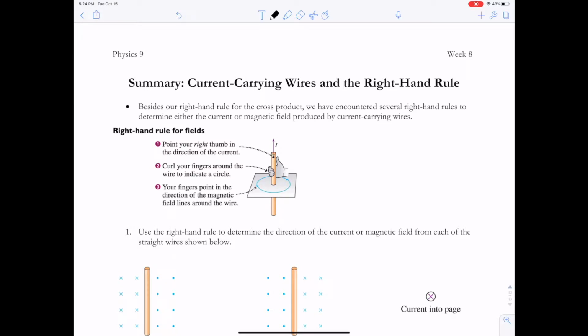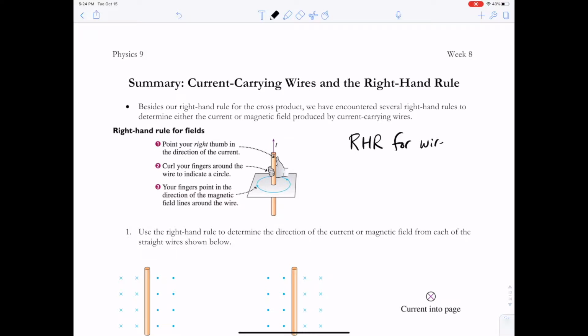At this point, we've seen three right-hand rules: one for cross products, one for wires carrying a current, and the last one for loops carrying a current. We'll use this activity as a summary of our two right-hand rules that involve wires, specifically wires that are in a straight line and wires that are bent around and form loops.